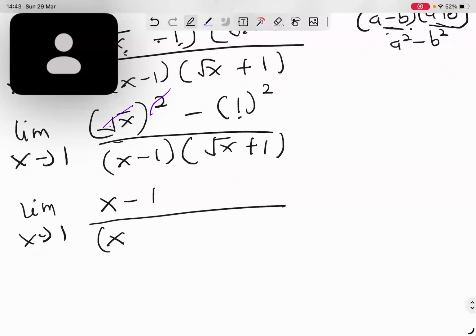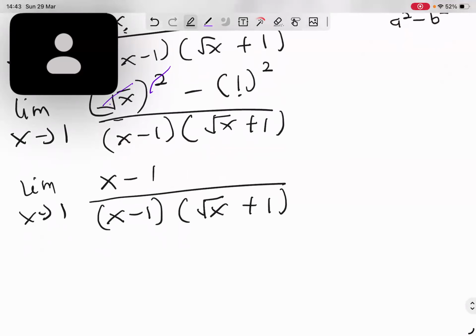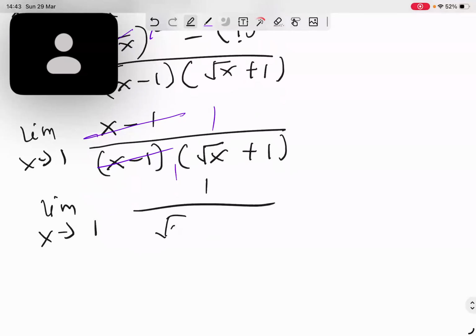Divided by, I have my x minus 1, and then my square root of x plus 1. Now you see why I did not expand. I have x minus 1 here, I'll be left with 1. X minus 1 here, that is 1. So this is the limit as x approaches 1, 1 divided by square root of x plus 1.